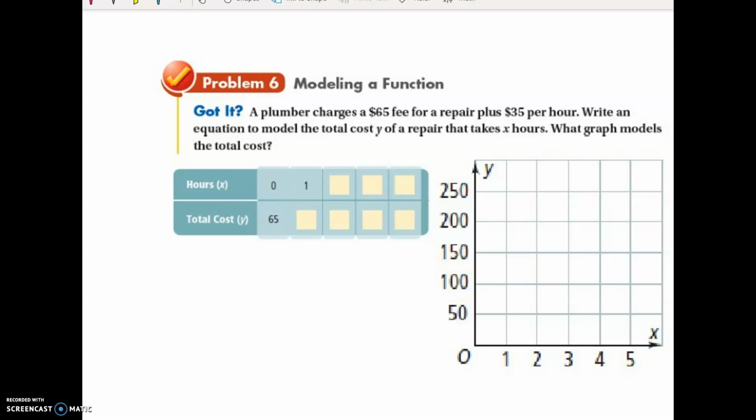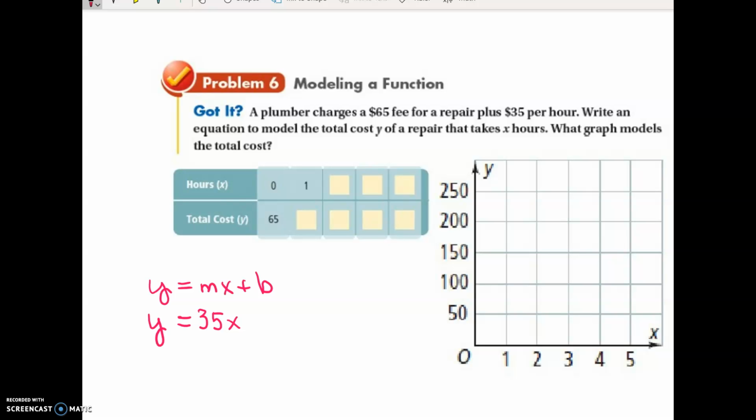Okay, so here we have a plumber that charges a $65 fee for a repair plus $35 per hour. So probably I want to start by writing my equation. We want it to be in the form y equals mx plus b. So m is going to be your $35 per hour.